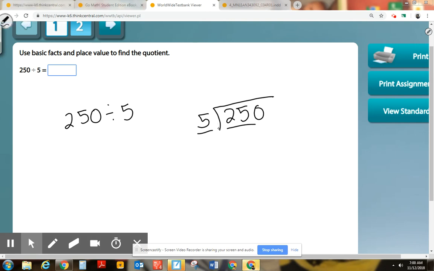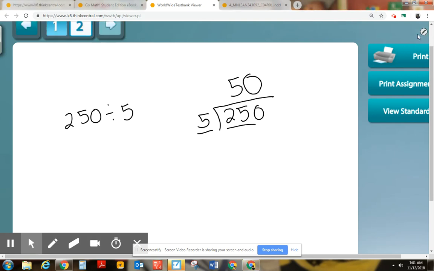Well, use your multiplication chart. Use your knowledge of your basic multiplication facts. 5 times what equals 25? Well, 5. 5 times 5 is 25. And since this is 25 tens, it must be 5 tens or 50. Notice I'm moving the zeros just like I did in Chapter 3.